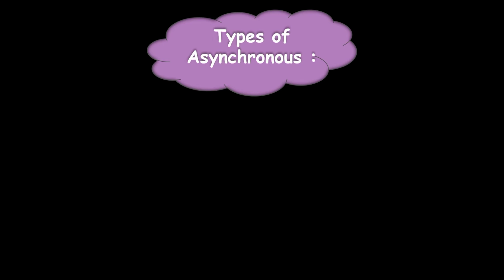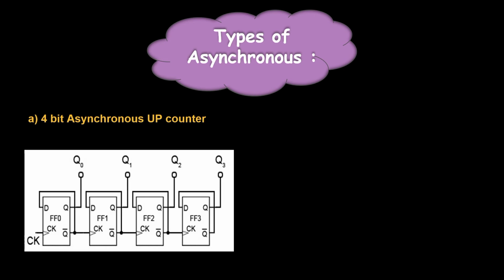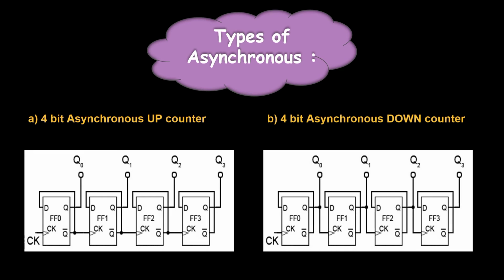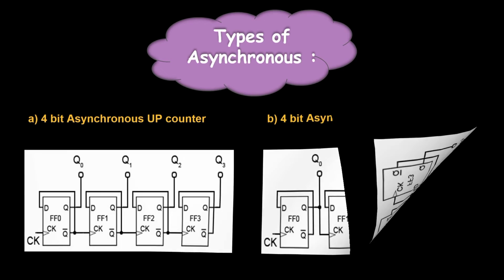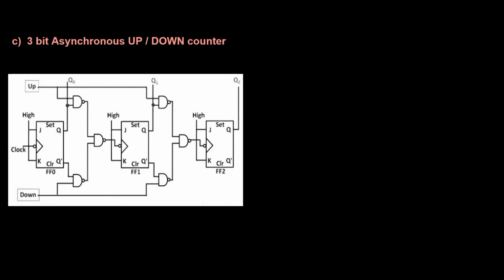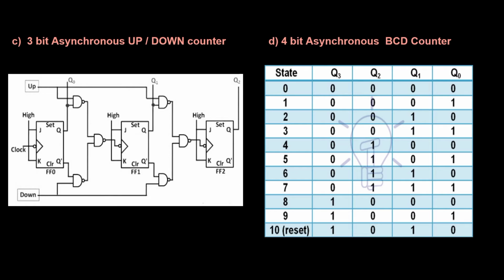Asynchronous counters also have several design types. Firstly, 4-bit asynchronous up counter. This counter can count upward. Secondly, 4-bit asynchronous down counter, which counts downward. It can also be designed as a simultaneous 3-bit asynchronous up/down counter. Lastly, we have 4-bit asynchronous BCD counter that is used in decade counter.